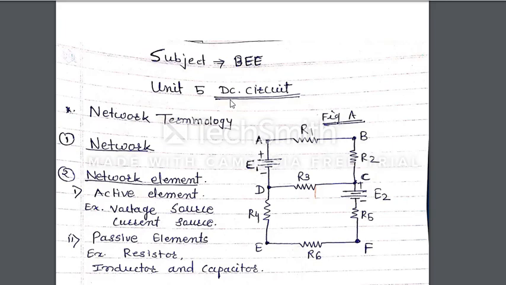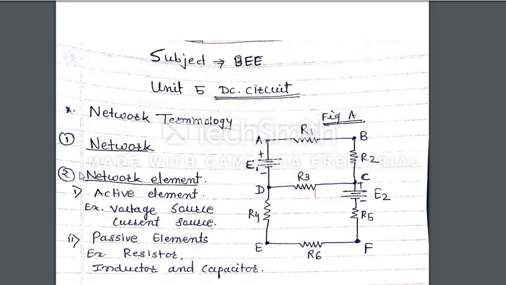So what is meant by circuit analysis? It means to find a current through or voltage across any branch of the circuit. Before we start, let us discuss some important definitions related to the network. Here you can see this is the electrical network.